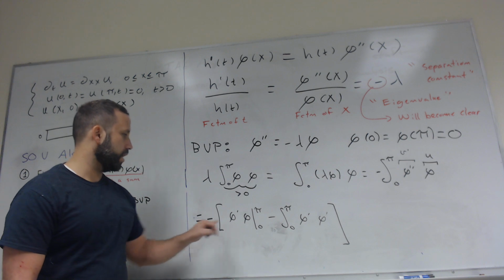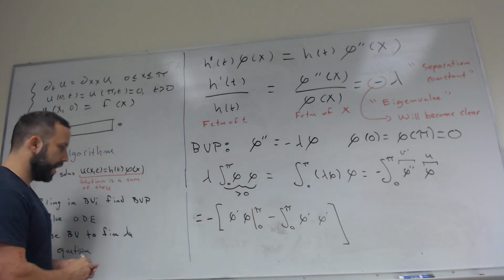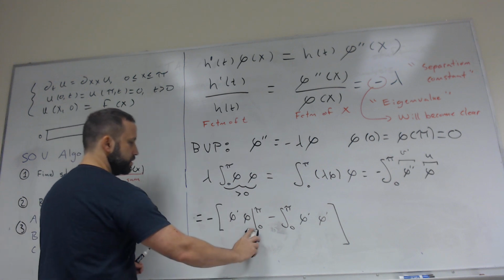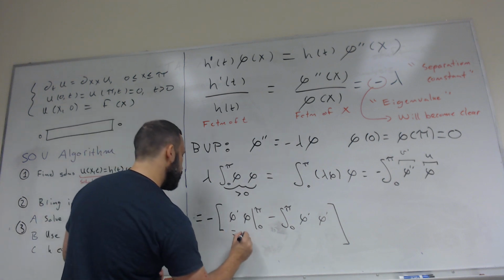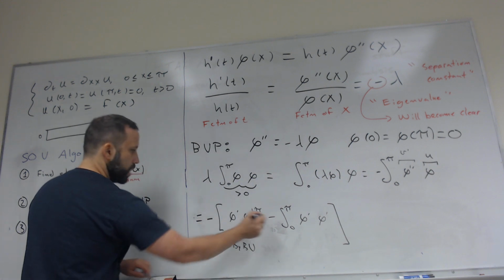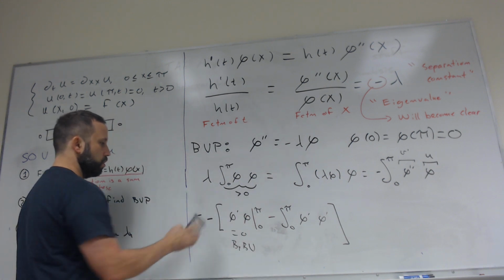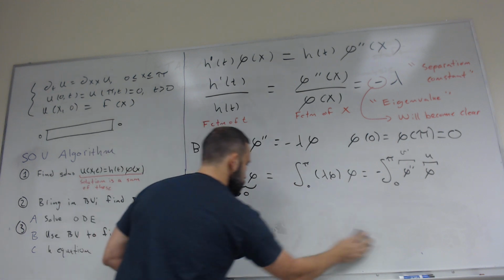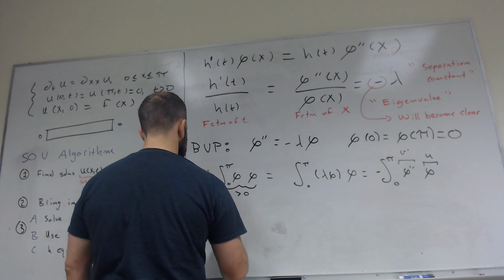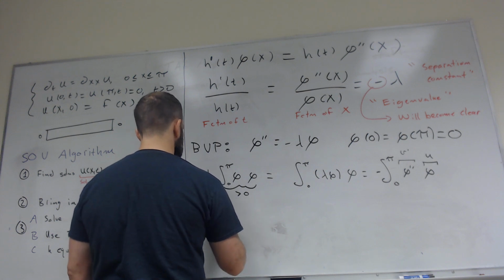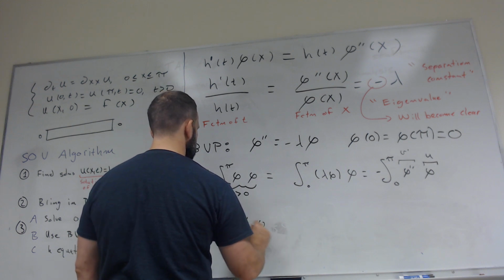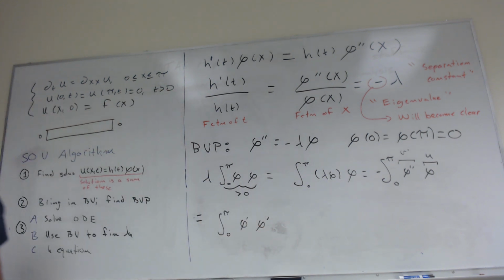Okay, so now the minus sign there and the minus sign there are going to cancel with each other, and because I need the space, I'm just going to rewrite this. This is equal to 0 by the boundary values, and then minus times minus is positive. So what we're going to be left with now is the integral from 0 to pi of phi prime times phi prime.